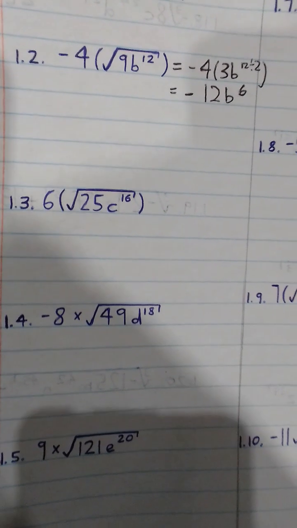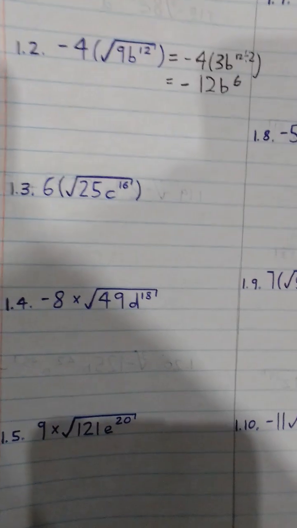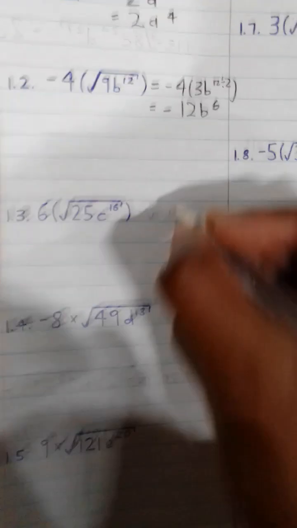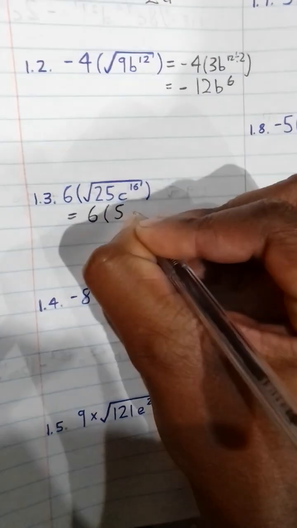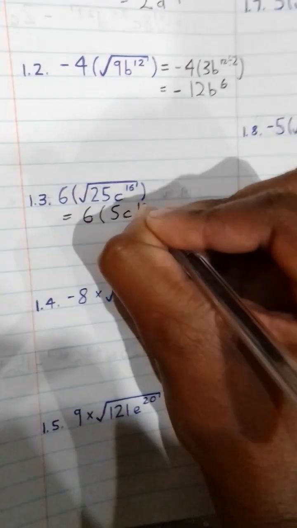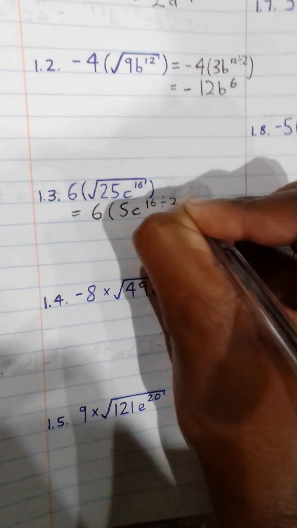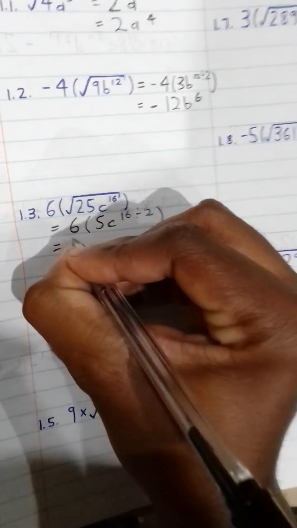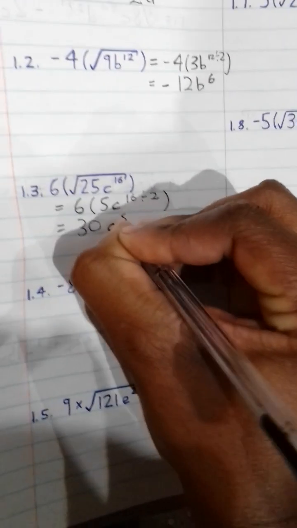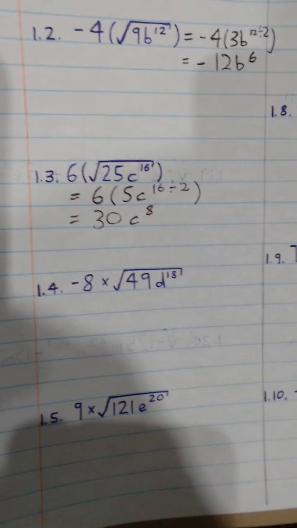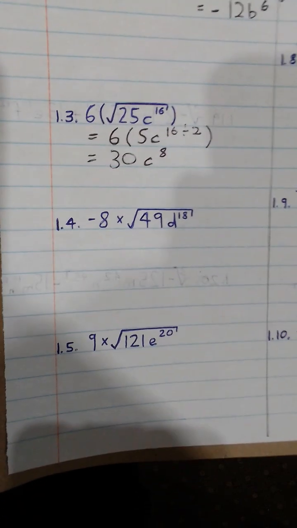1.3, 6 open bracket, square root of 25c to the power of 16. So this is going to be 6. Square root of 25, it's 5. Then c to the power of 16 divided by 2. 6 times 5 is 30. c, 16 divided by 2 is 8. So the final answer is 30c to the power of 8. I hope that's clear and I hope that makes sense.